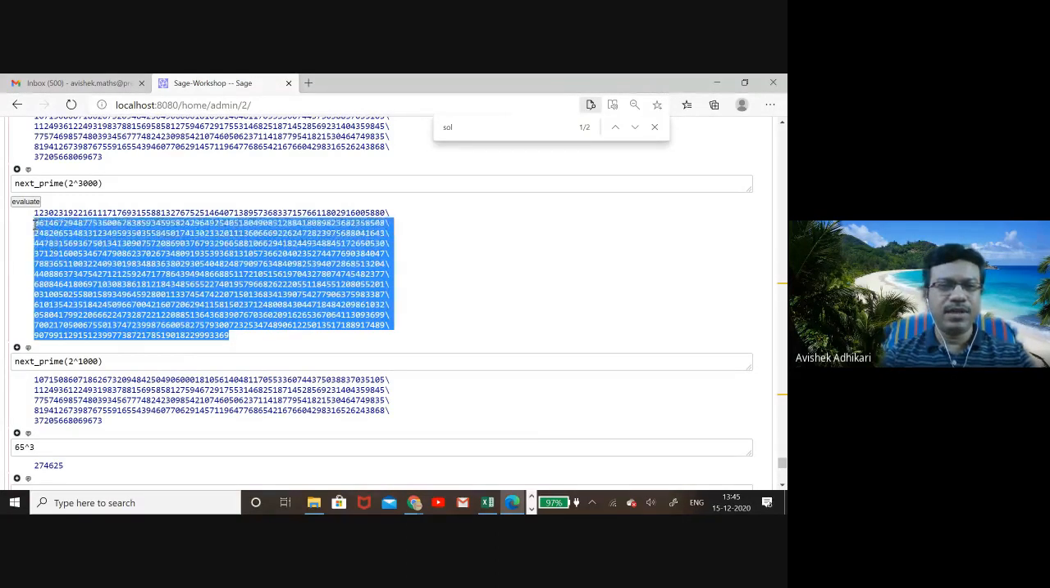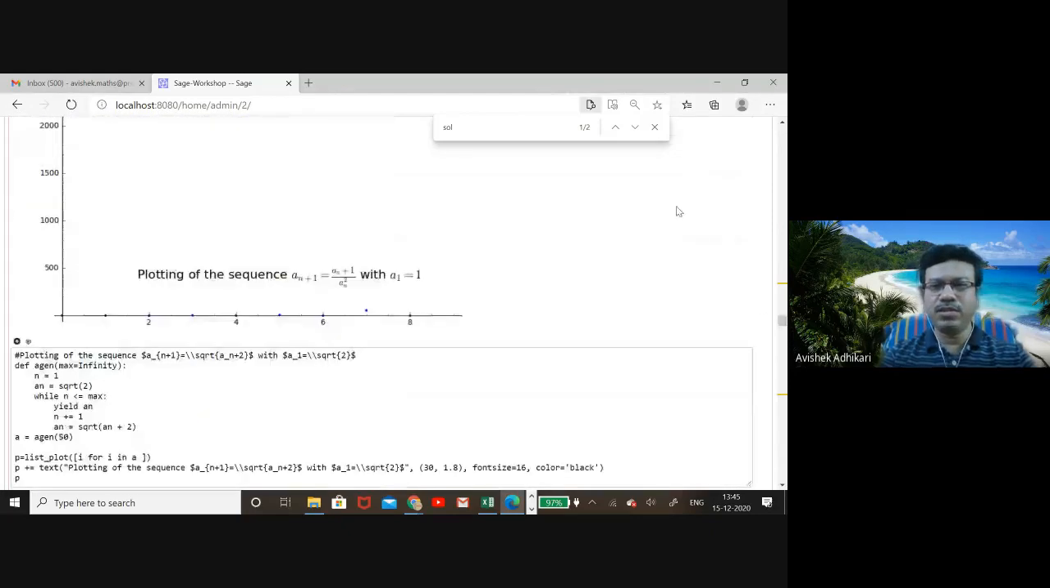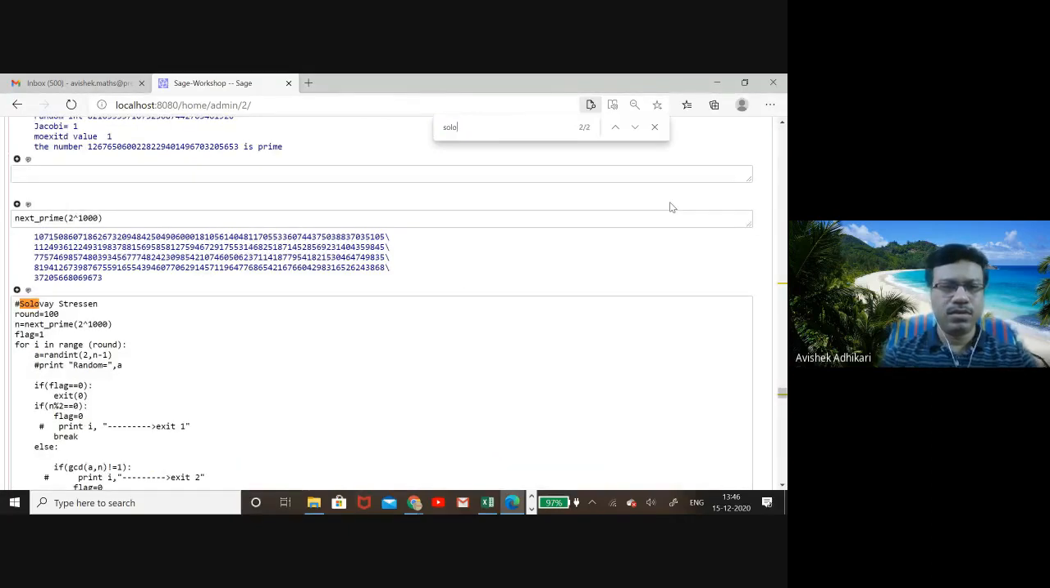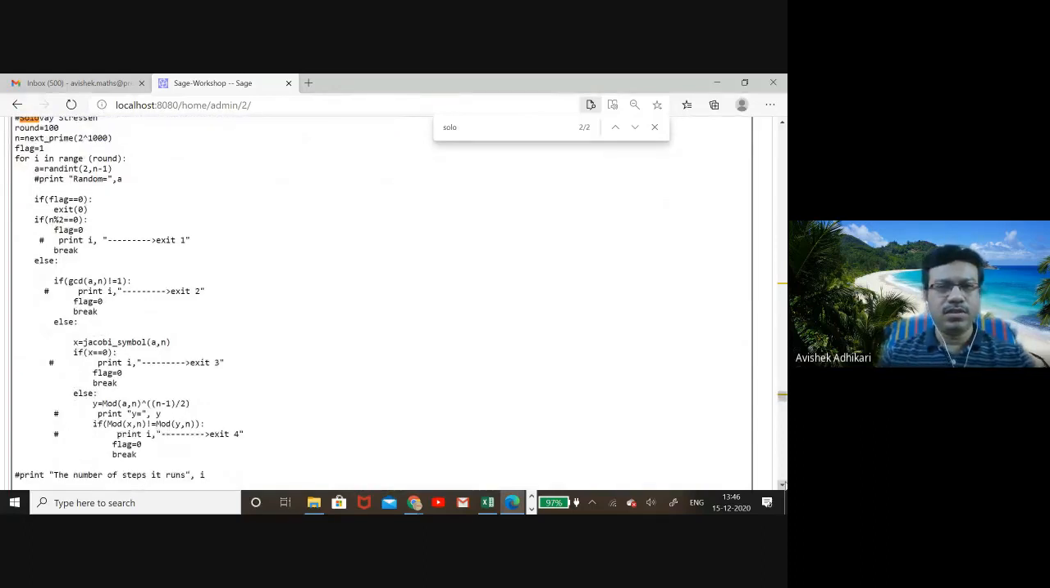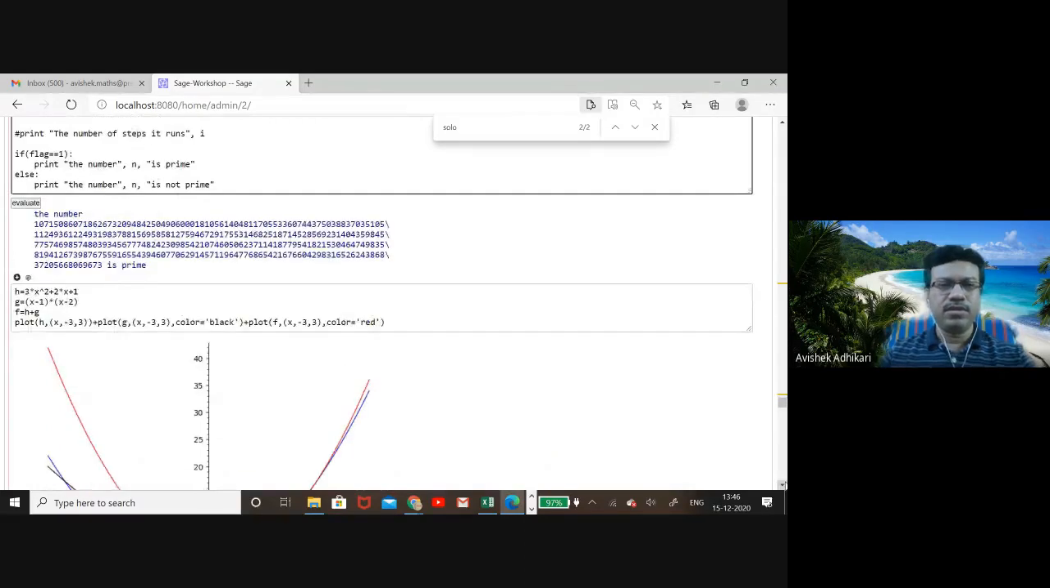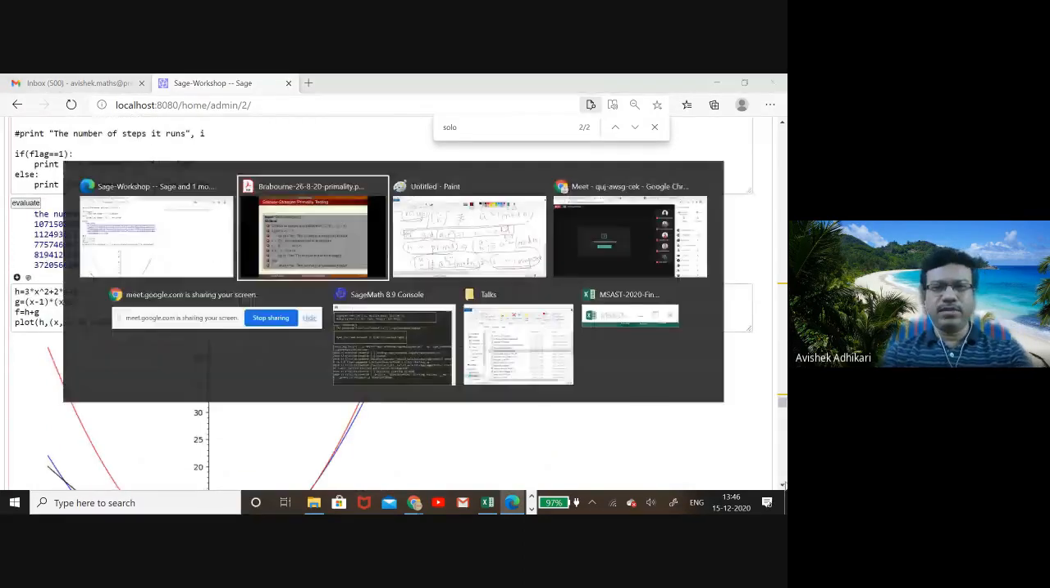So I have written this code for Solovay-Strassen. There is another algorithm called Miller-Rabin, which we also have in our syllabus. So this is the Solovay-Strassen algorithm, and yeah, that's all. Any questions you have?